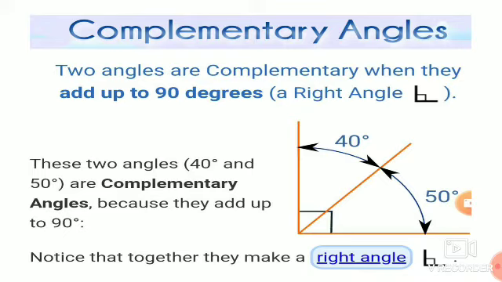Next is the complementary angle. Two angles are complementary when their sum is 90 degrees. Here in this figure, this angle measures 40 degrees and this other angle measures 50 degrees. If we add them, we get 90 degrees. And if the sum of two angles is 90 degrees, then that pair of angles is called complementary angles. Now here, if you observe the figure, these two angles are adjacent angles because they have the common arm, the common vertex and separate interiors.